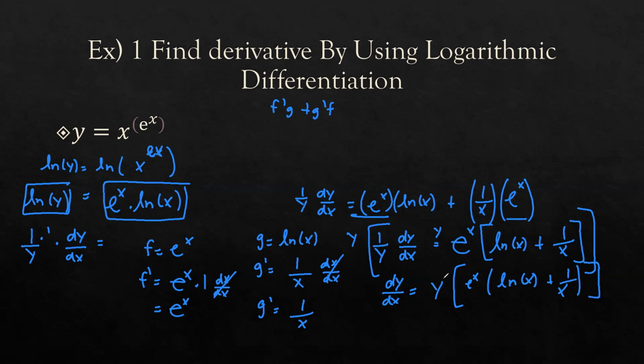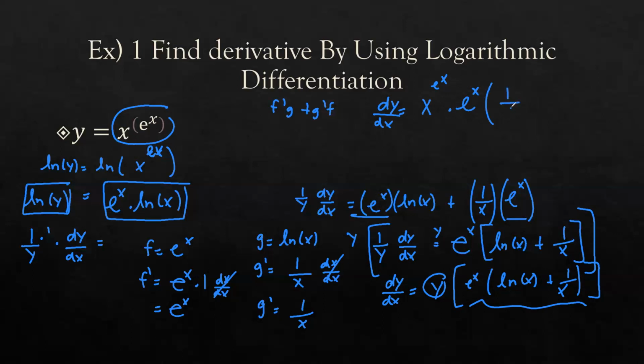And then what you do is replace y with the original function. So our y was x to the e to the x. So your final answer, dy dx, or y prime, is going to be y, which is x raised to the e to the x, times this whole thing. That would be times e to the x times 1 over x plus ln of x. And that's your final answer.